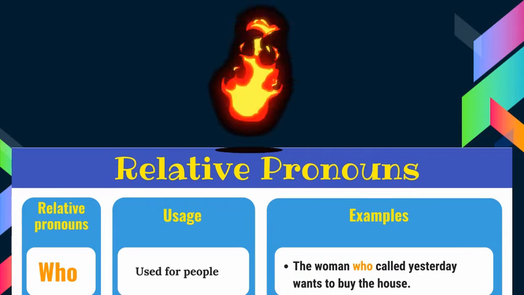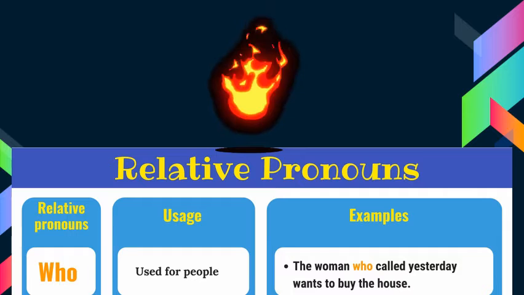What happened about them, kids? I know that your mind is blowing and this one is on fire, and you say, what happened? In order to make the relative clauses, meaning relative sentences, we have to use relative pronouns. The first relative pronoun that we have to see in this moment is who. Who is used for people. For example, the woman who called yesterday wants to buy the house. The woman who. Okay, so we have to use who for people, when you want to describe someone. Now we continue.